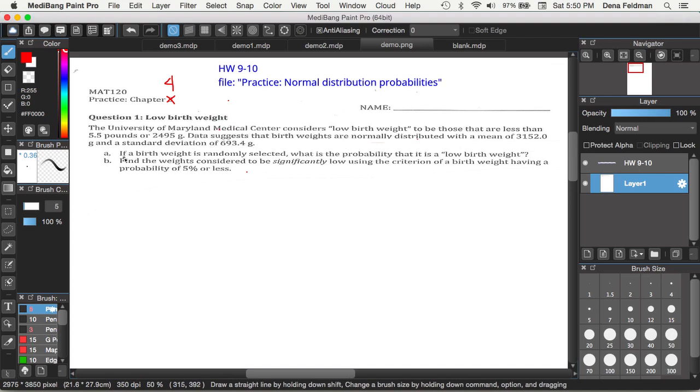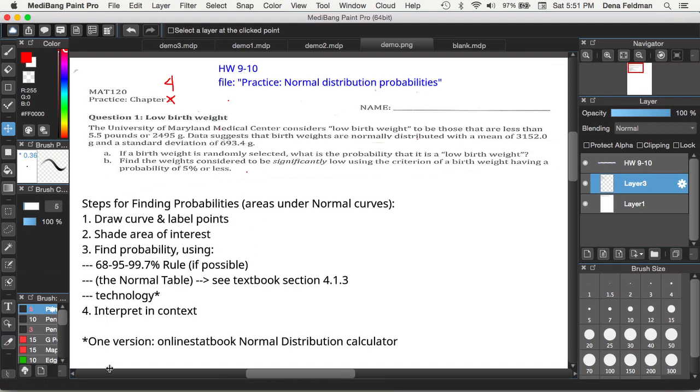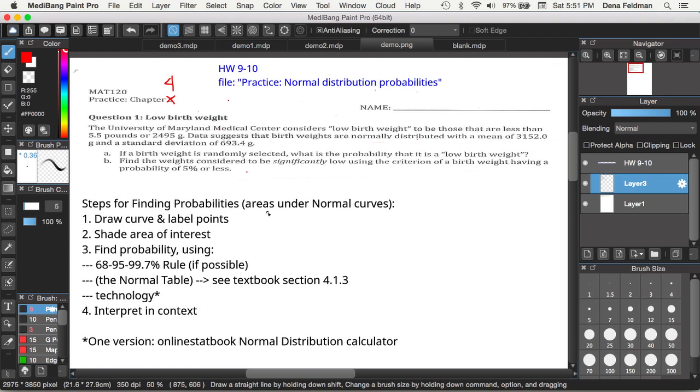So then, part A: if a baby's birth weight is randomly selected, what is the probability that that baby will have a low birth weight? Okay, and so I remind myself that if I'm being asked to find the probability that a baby has a low birth weight, I'm going to need to use my steps for normal probabilities. So, for example, I just pull it up here, take out my notes however I want to. I remind myself that the steps for finding probabilities start by drawing a curve and labeling points.